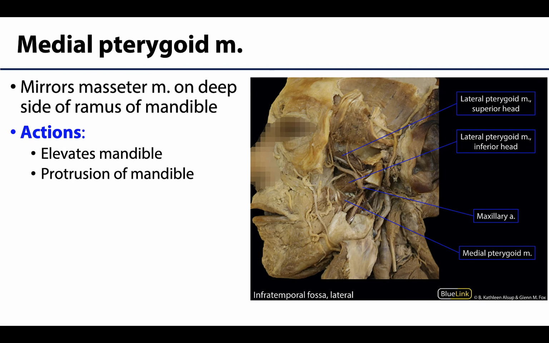Now on the opposite side of the mandible, you will have a muscle that mirrors the masseter muscle, and this is the medial pterygoid muscle. And so this is, like I said, on the deep side of the mandible. It's not quite as robust as the masseter muscle, but it does have similar actions to what the masseter muscle has. So elevation, and more specifically, protrusion.